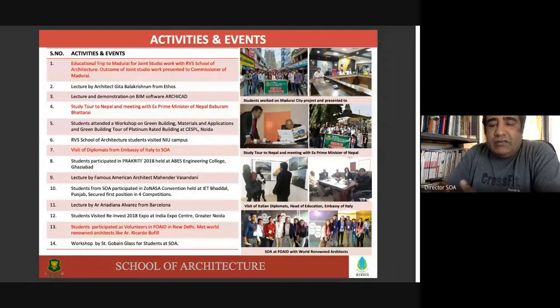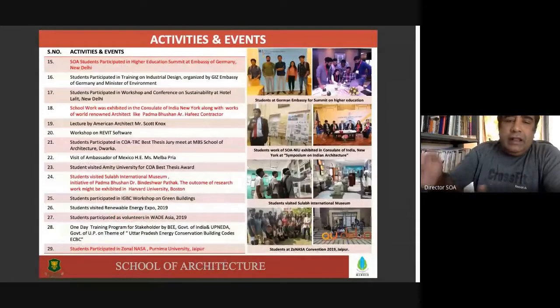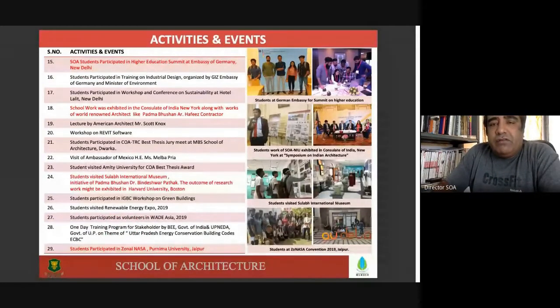Here, our students are with one of the very famous architects from Barcelona. This is the collaboration of a workshop which we did with the German embassy. So these kinds of interaction sessions for exposure, we keep on doing beyond academics also. Again, in continuation, this is another workshop with the German embassy. This is our work exhibited in New York. This is me exhibiting our students' work in New York at the Consulate of India.